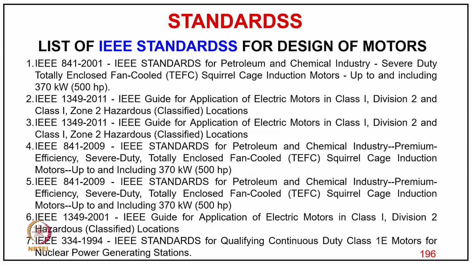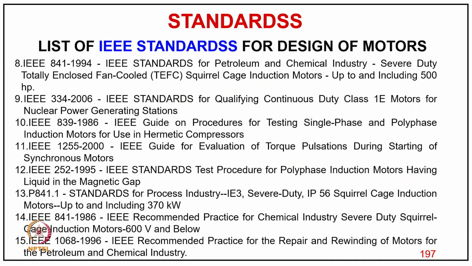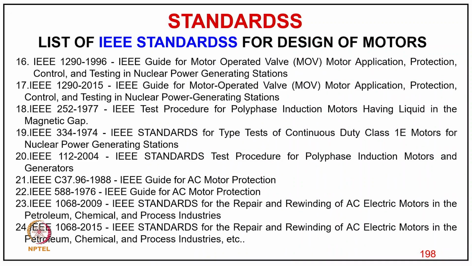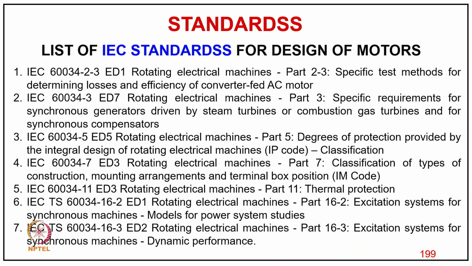Now these are the different standards coming from IEEE for the design of these electric motors. As you can see, the big list for different rating motors, starting typically from 370 kilowatt motors and going to motors of different classes. If you look into category class 1E and all that, similarly totally enclosed, or you can call it typically different kinds of motors, generators.